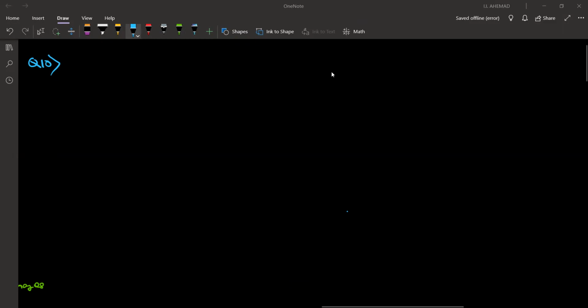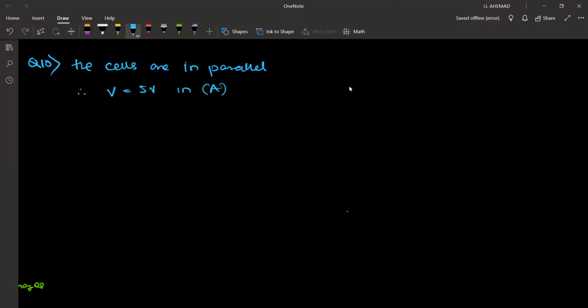It has to be same. The reason: how are the cells connected? The cells are in parallel. Therefore, V equals 5 volts in A and B. Okay, Sarah.